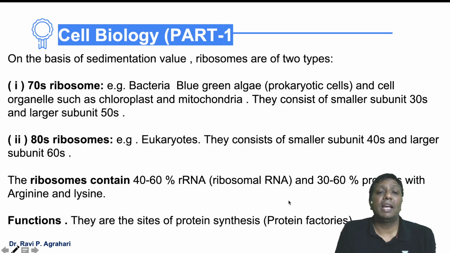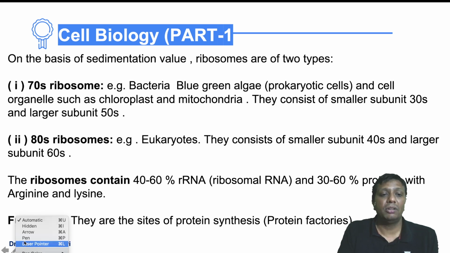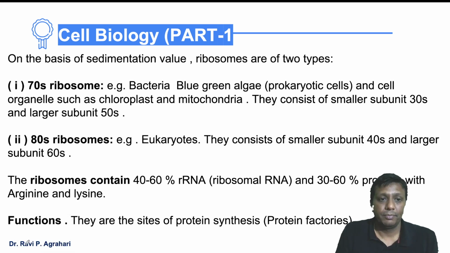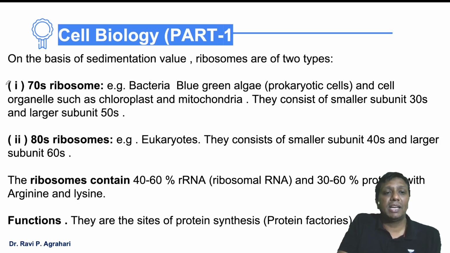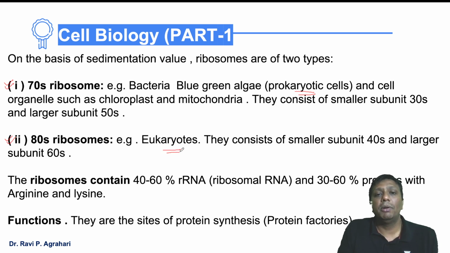Even if you go into the ribosome, guys, on the basis of sedimentation coefficient, on the basis of its molecular weight, there are two types of ribosome. Even ribosomes have different types, but two types are more common. The one is the 70S ribosome and the second is the 80S type of ribosome. 70S type of ribosome is available in prokaryote cells, but 80S type of ribosome is available in eukaryote cells. Prokaryote cell means bacteria, blue green algae, mycoplasma.